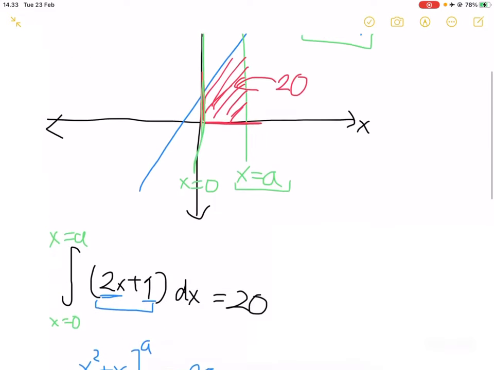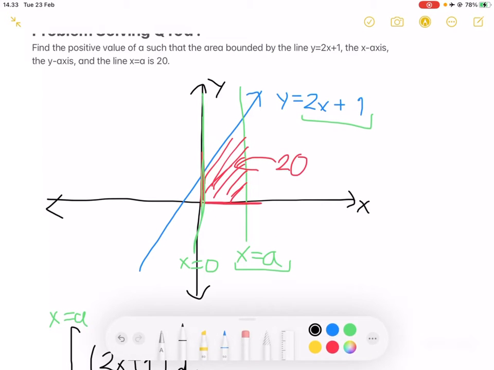And in fact, if you draw this diagram in the xy plane or on a sheet of graph paper, and notice this is a trapezium, you can just find its side lengths and its height, and then you can quickly notice that this area bounded under these lines will be 20.